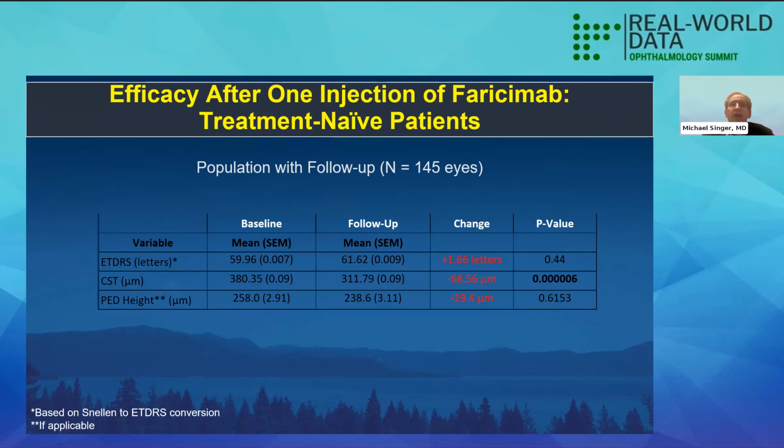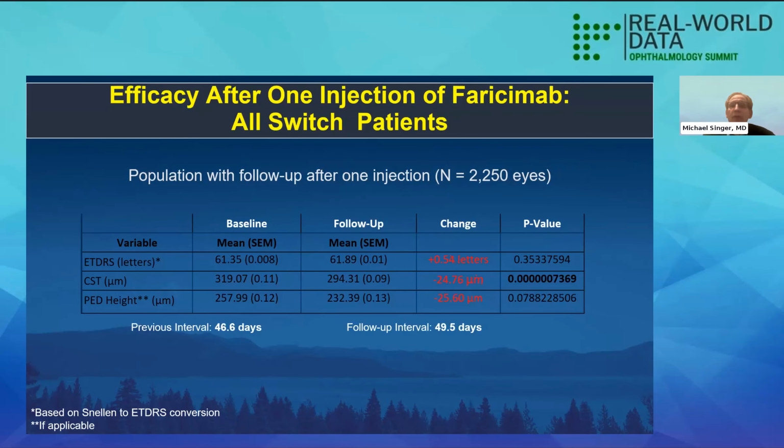So what was the efficacy after an injection in patients who were treatment naive? You could see that faricimab did a great job in terms of decreasing CST. It did increase vision and did decrease PED height. Looking at a different population, the switch patients, which are typically the patients that we treat when we first take a new medicine, faricimab was very good in both increasing vision, decreasing OCT thickness, and decreasing PED height.